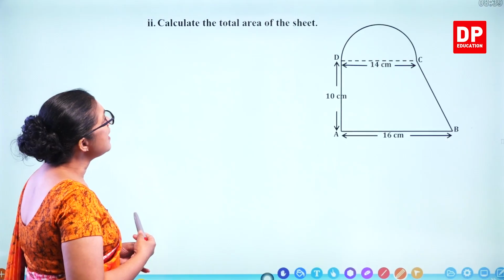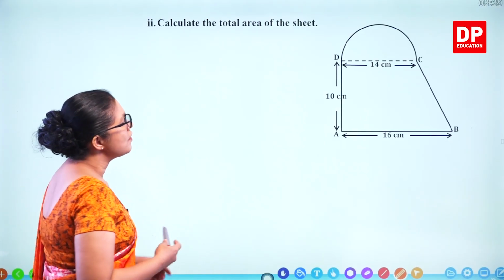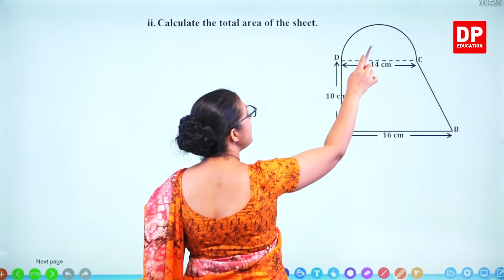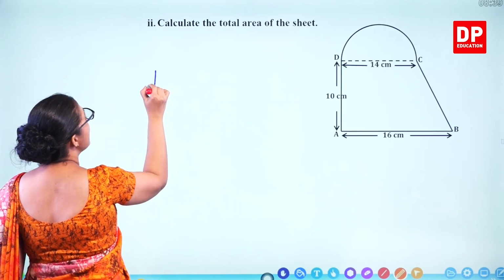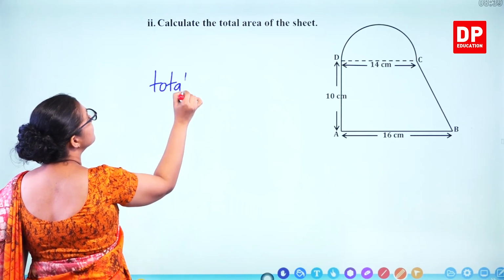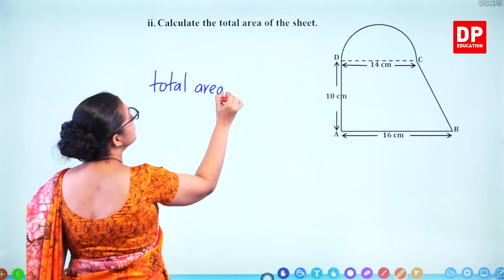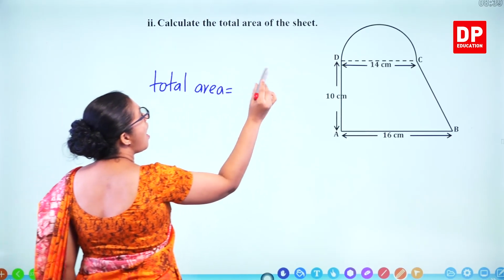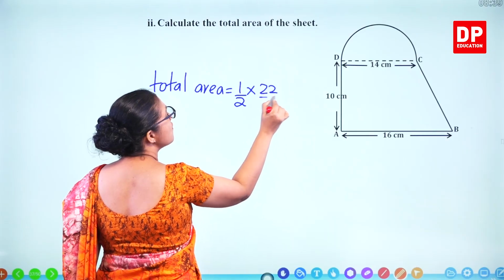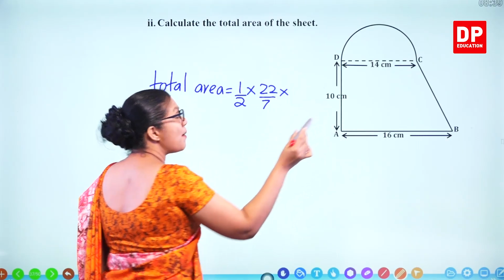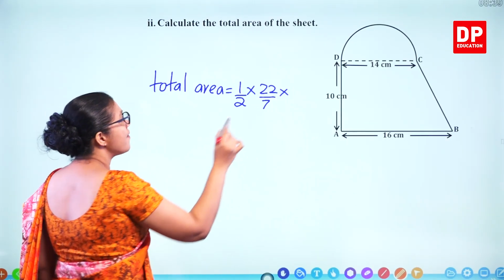Calculate the total area of the sheet. So this is a trapezium and this is a semicircle. So what's the area, total area? Half into pi r squared. Pi is 22/7. R, diameter is 14. So what's R? 7.